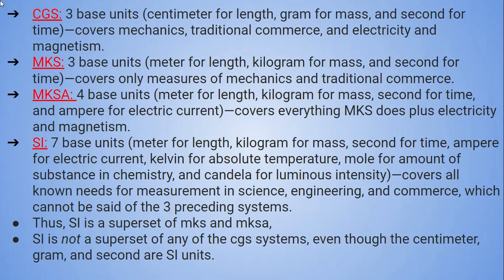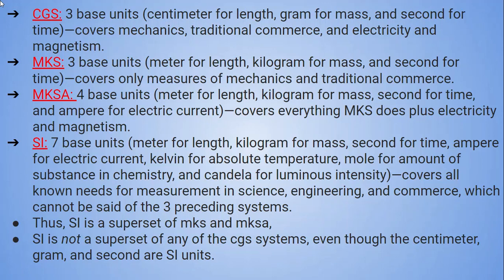We see that MKS covers only mechanics and traditional commerce, but MKSA covers everything of MKS plus electricity and magnetism. And finally, we have seen the SI system, having 7 base units: meter for length, kilogram for mass, second for time, ampere for electric current, Kelvin for absolute temperature, mole for amount of substance, and candela for luminous intensity. It covers all known needs for measurements in science, engineering, and commerce, which cannot be said of the 3 preceding systems. Thus, the SI system is a superset of both MKS and MKSA.